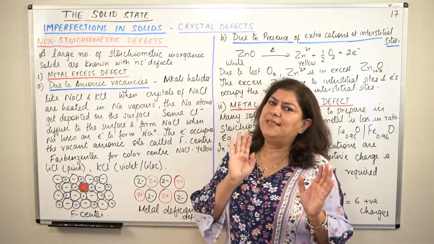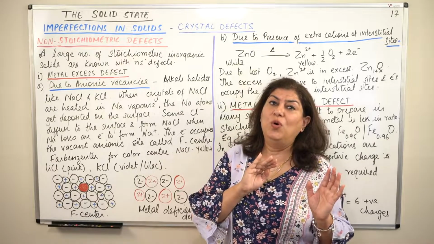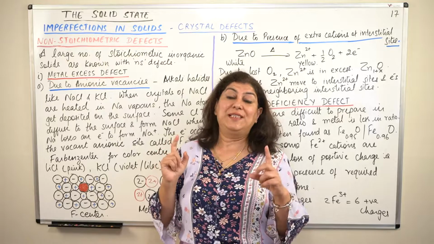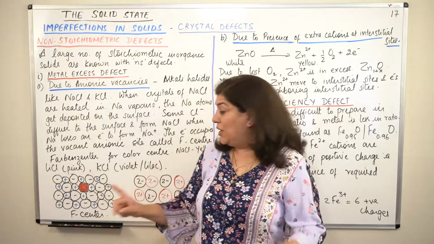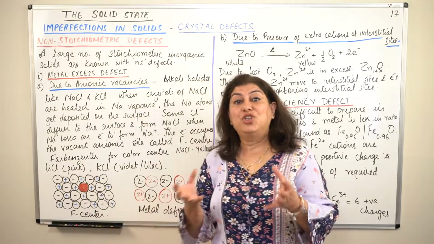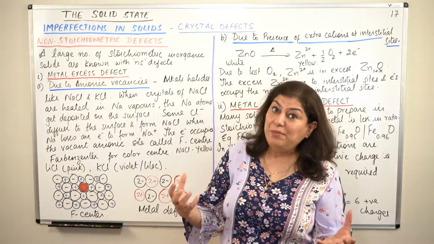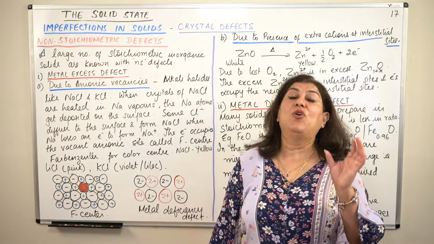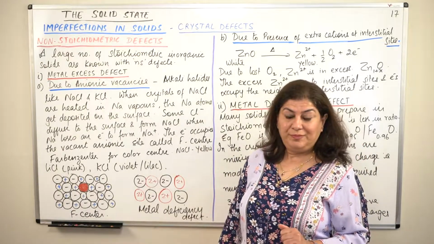Imagine if something is negatively charged, where will it go? It would always prefer to go to the center of positive charges, because negative is attracted by positive. So this site where there should have been a negative charge is now empty, and that electron comes and occupies this empty or vacant site.